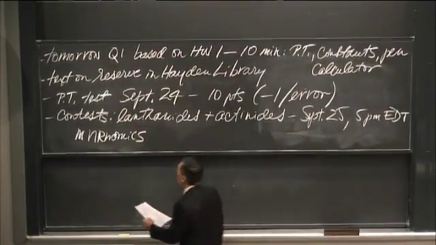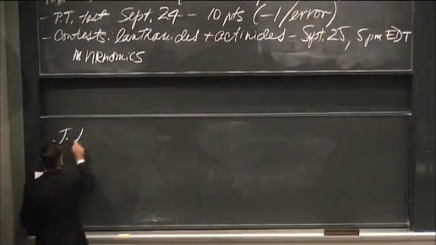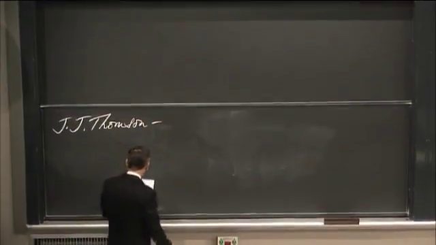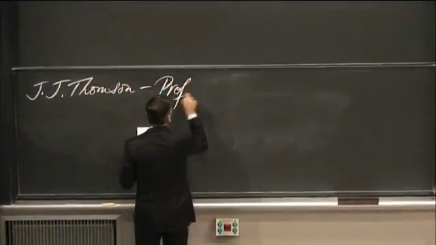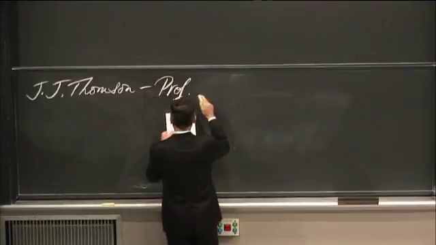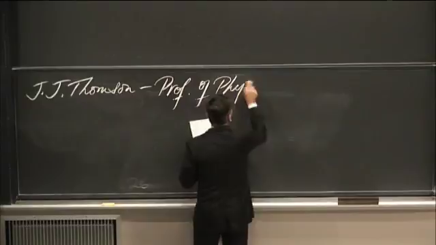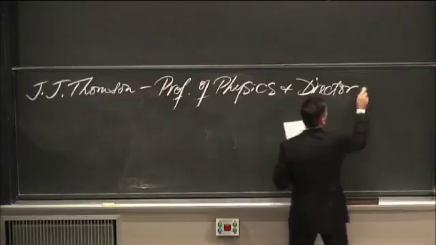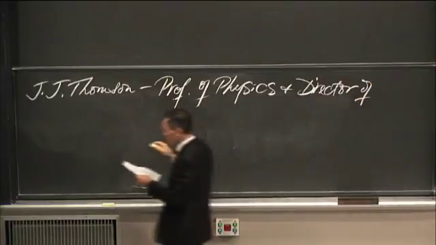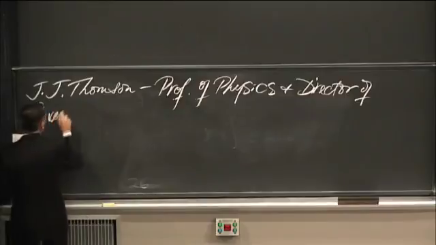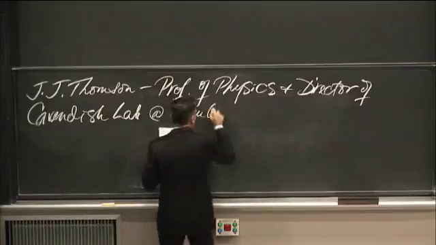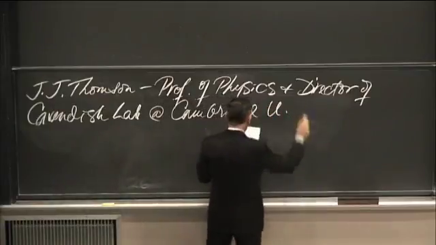And for the first modern model of the atom, we go to J.J. Thomson. He was a professor of physics and director of the Cavendish Lab at Cambridge University, the other Cambridge University.